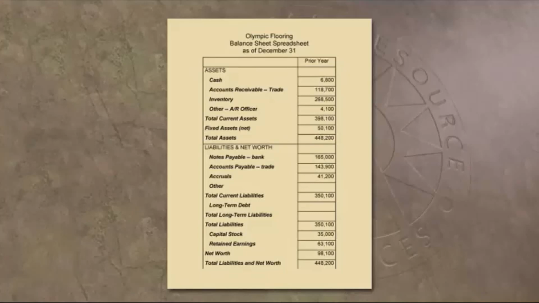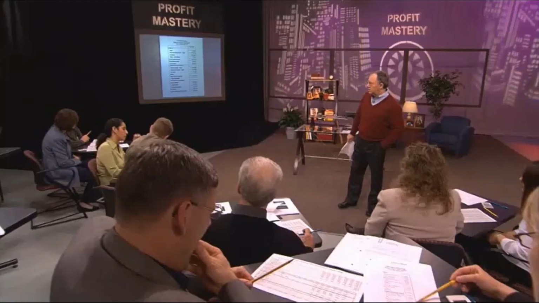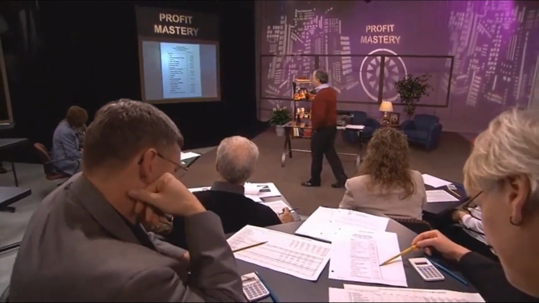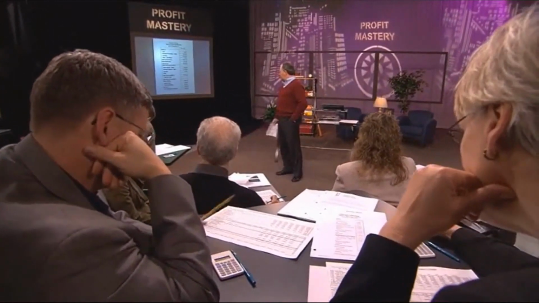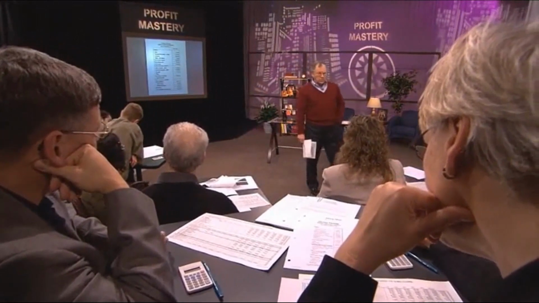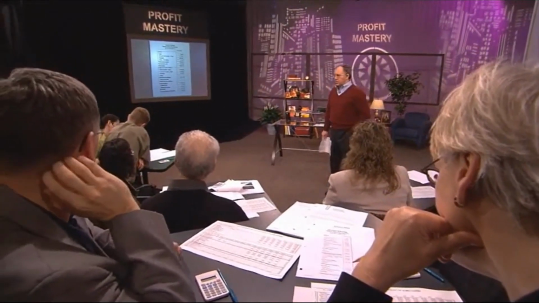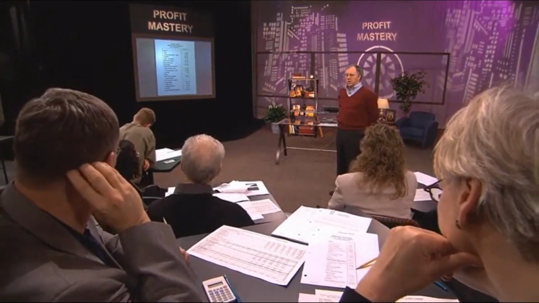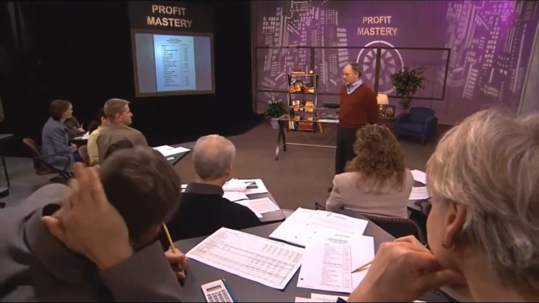All right, we also know that his short-term debt at the bank, his note payable bank, right now is how much? $165,000. And his total current liabilities are how much? Everything that's going to go out in the next year? $350,000. What are his total liabilities? $350,000 as well. So what does that tell us about the amount of long-term debt? Zero. Nada. There is no long-term debt.